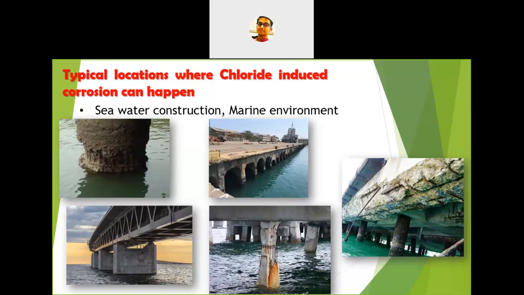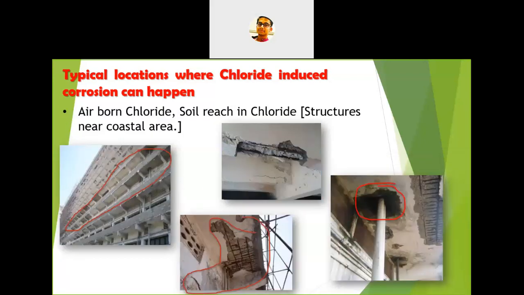Any structures constructed in sea water, or which are very prone to a marine environment, show severe chloride induced corrosion. This is very common. The next type of location is structures which are away from the marine environment but face the seaside, that is, near the coastal area. If you remember, in the last lecture we discussed the corrosion map of our country, the whole coastal line. In the coastal zone there may be some chances to see these types of corrosion.